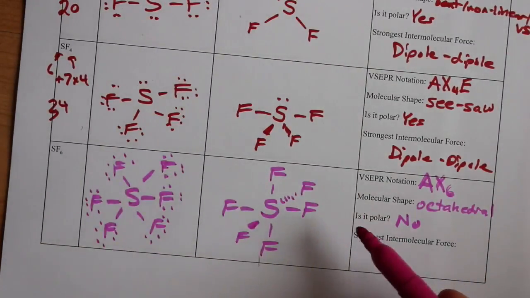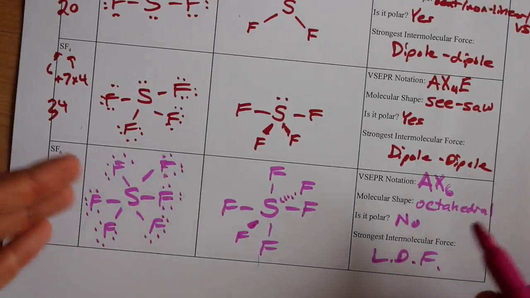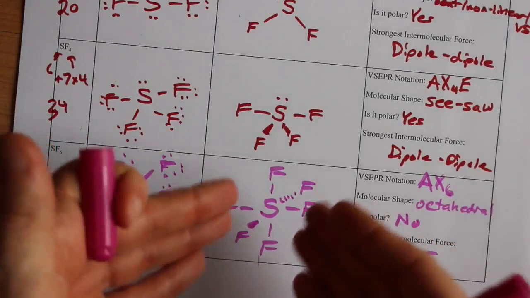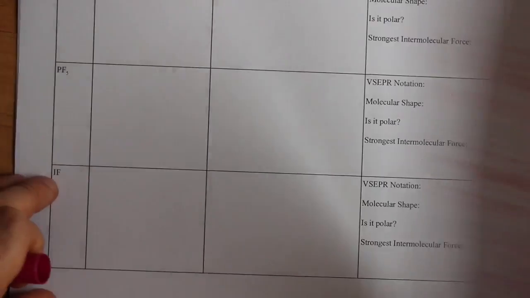The strongest intermolecular force here, because it's not polar, is London dispersion forces. The London dispersion forces are very strong because it's a heavy molecule, but it's London dispersion forces nonetheless.